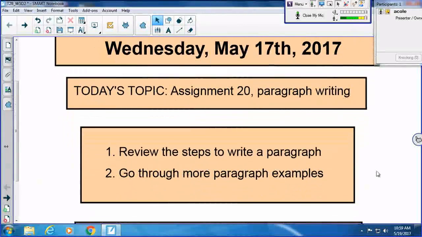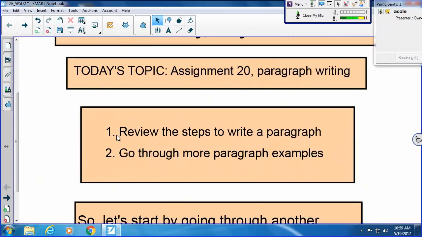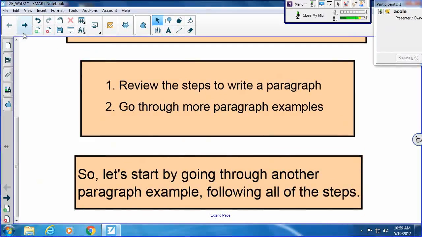So today we're focusing on assignment 20, all about paragraph writing. And in the last class, I explained how assignments 17 to 19 get you ready for assignment 20. We'll do a quick review of the steps to write a paragraph before I give you some more paragraph examples today. So I just wanted to start by going through another paragraph example. So this is like from the beginning to the end, what it would look like, the process of writing a paragraph. So here's an example.